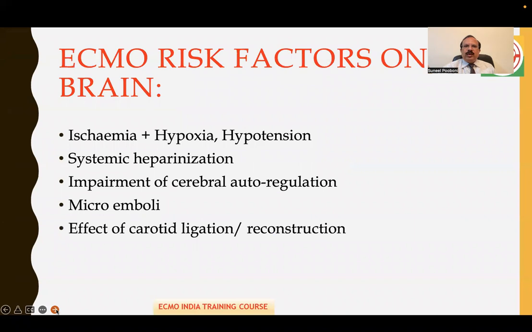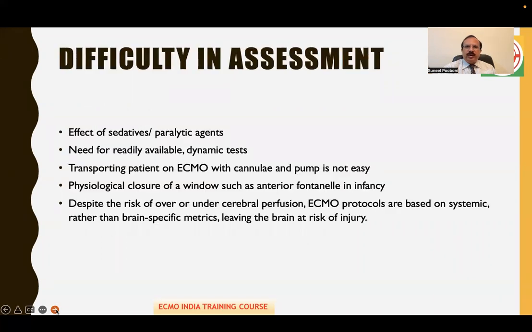The ECMO risk factors in the brain are if the patient has already suffered ischemia or hypoxia, hypotension, etc. This is the most important factor which can predispose to neurological events. Systemic heparinization can add to the injury, but it is not the primary factor as such. Impairment of cerebral autoregulation is being looked at more and more often. Microemboli and the effect of carotid ligation and reconstruction could also be contributing factors.